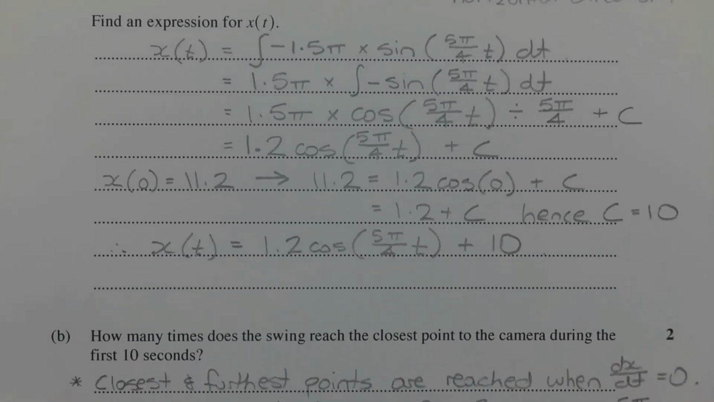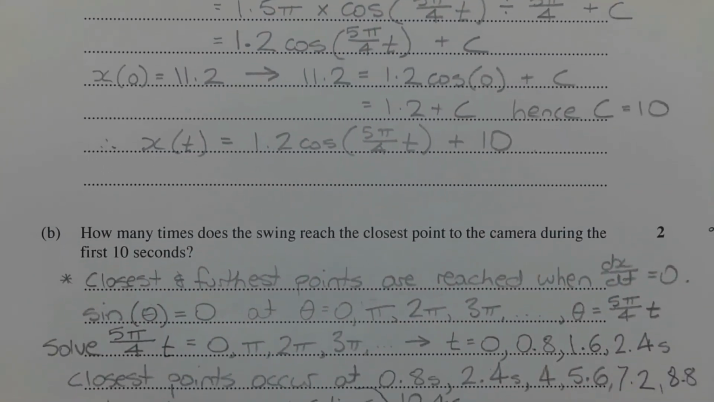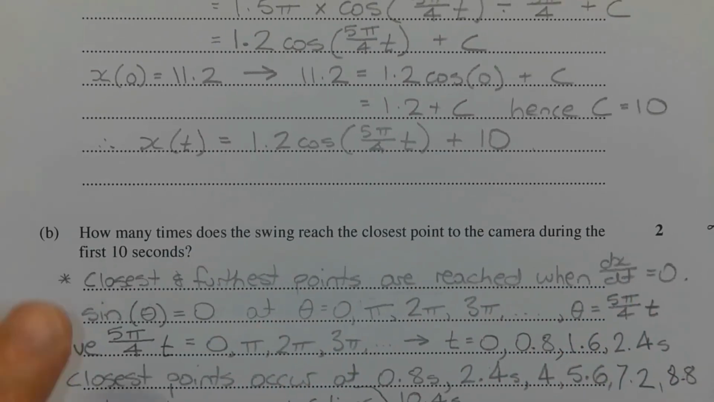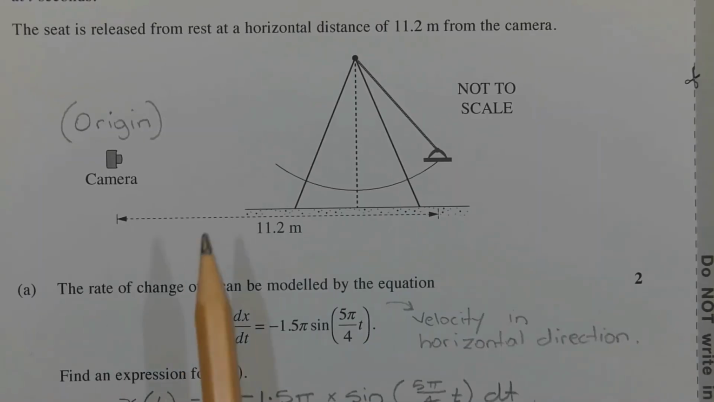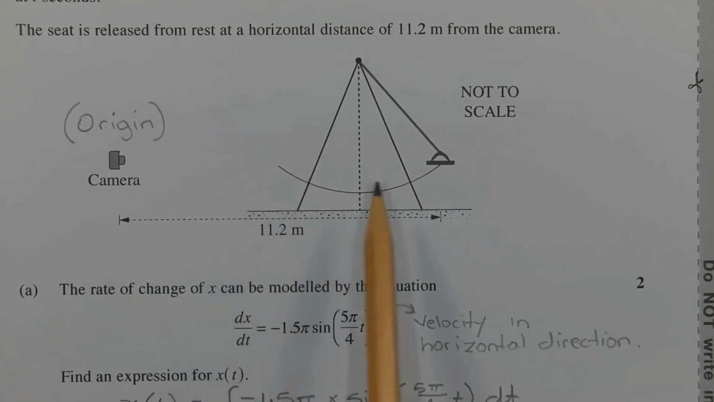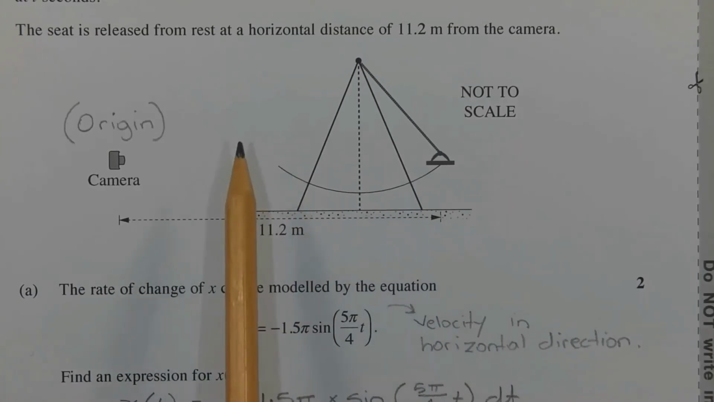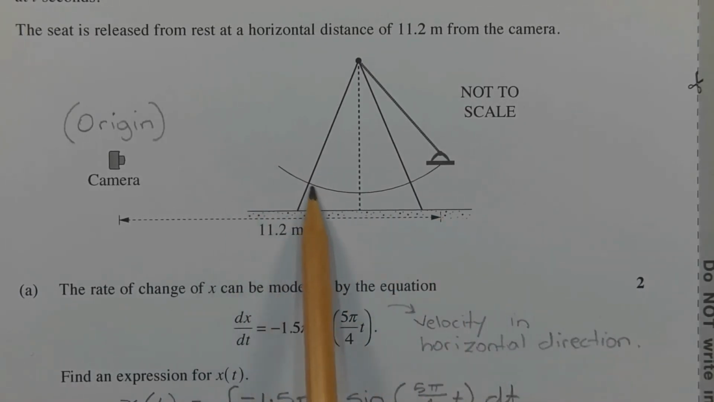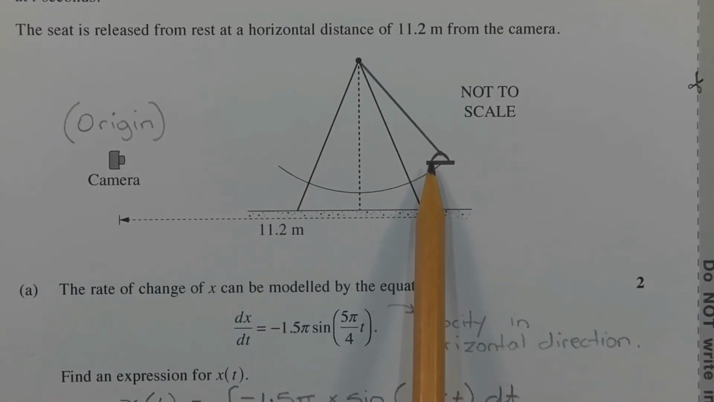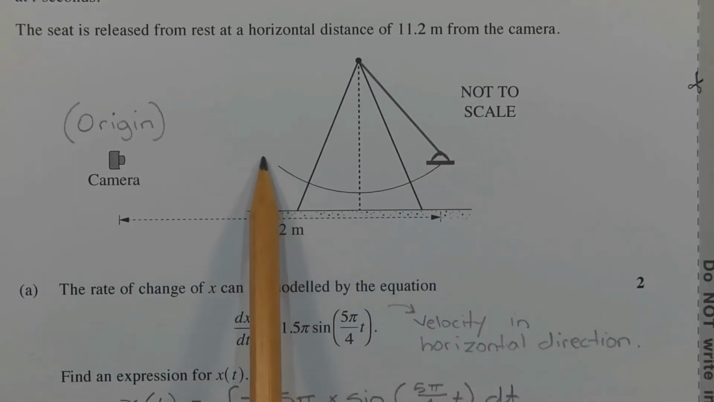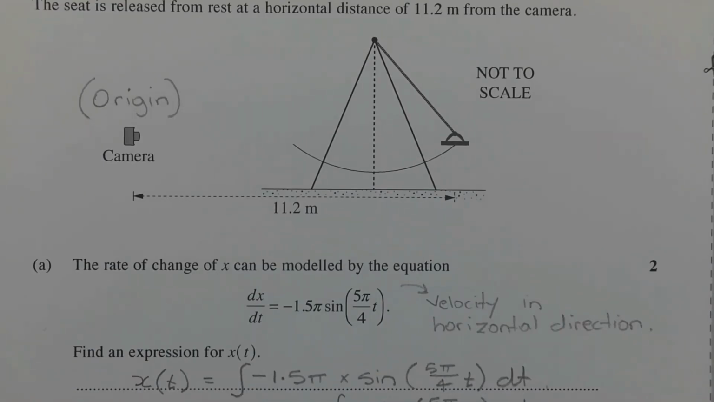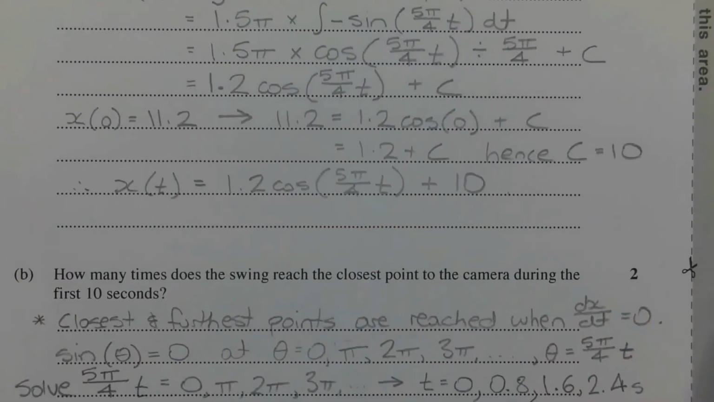So let's go back to our solution. The closest and furthest points are reached when the velocity or the speed is 0. We're only interested at this point here, not this point. This is the furthest point. We want the times when the swing is at its closest point. So as the swing is going backwards and forwards, half of those times when the velocity is 0, the swing's at its furthest point. The other half of those times, the swing is at its closest point. So we need to ascertain which half we are talking about here.